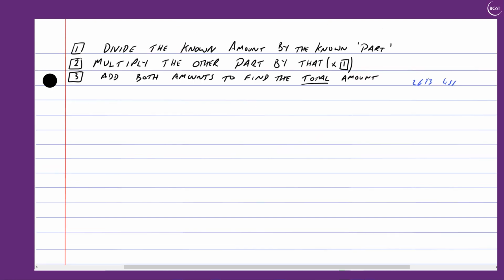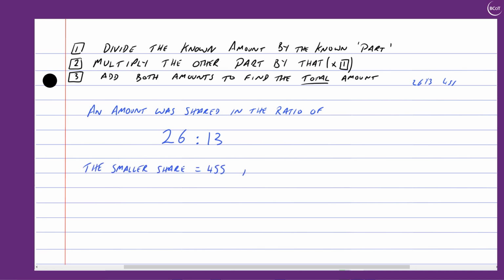So here's another question. An amount was shared in the ratio of 26 to 13. So that's 26 parts to 13 parts. But as of yet, we don't know what either of those parts relate to in terms of an amount of stuff. But the question says the smaller share is 455. And it asks, what is the largest share worth? And therefore, what is the total amount of stuff?